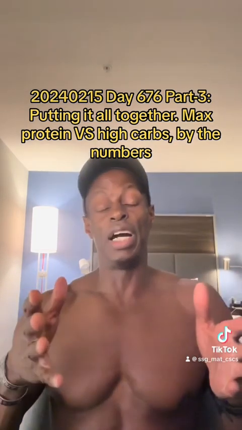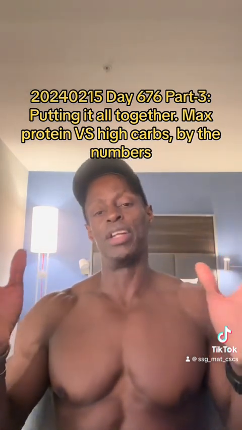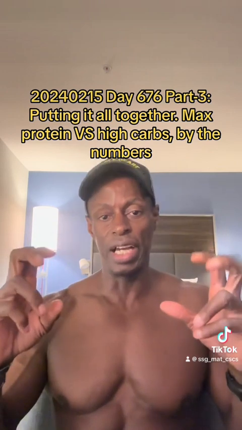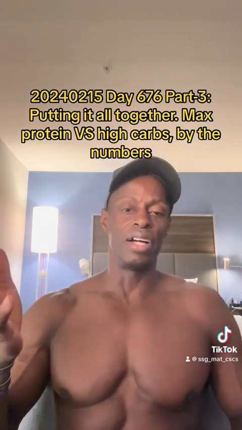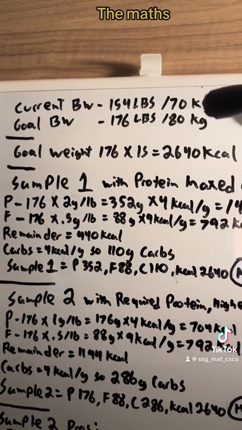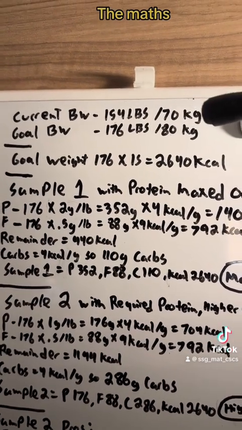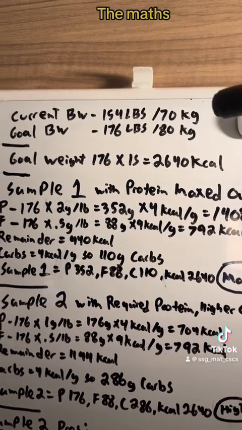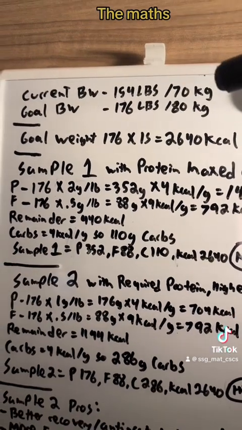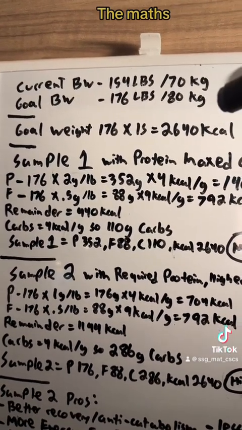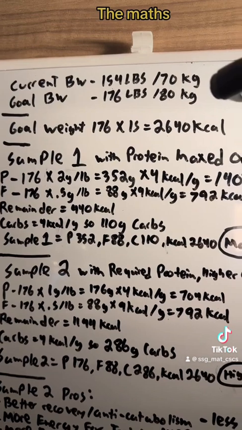So now with that in mind, we're gonna generate numbers for an imaginary client. He's a young lifter, male, 154 pounds, so 70 kilograms, and his goal weight is 176 or 80 kilograms. Follow along with me here. So, like I said, current body weight, 154, 70 kilograms, for those of you that are watching internationally. Goal body weight, 176 and 80 kilograms.